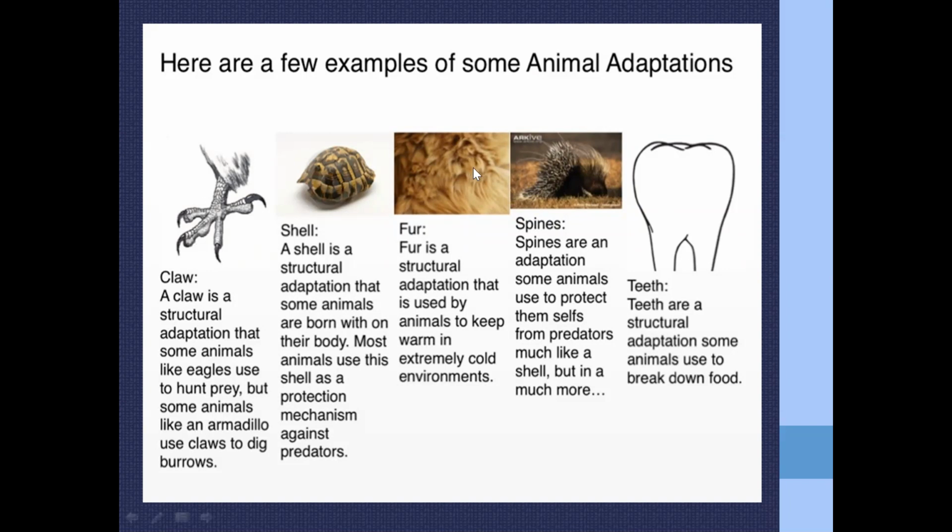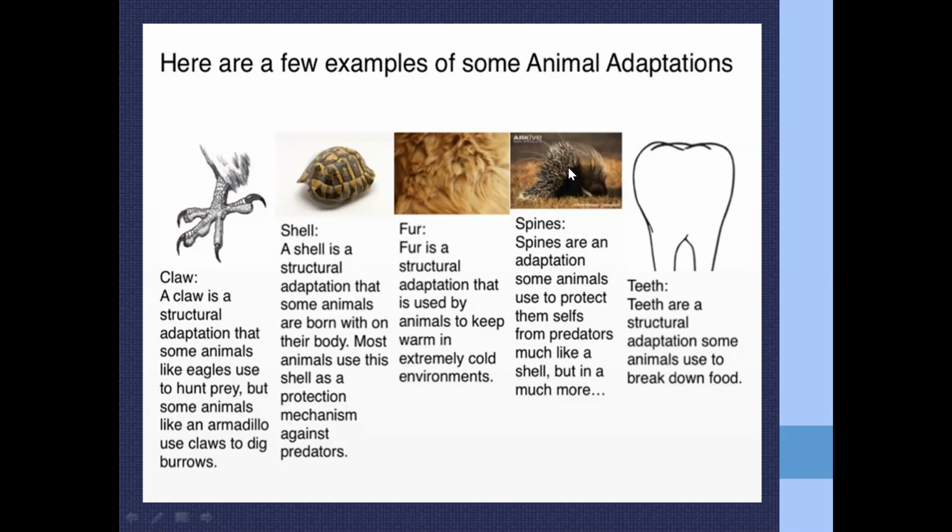Then fur, we have already talked about it. Fur is a structural adaptation. It is present all around the skin, and it is used by animals to keep warm in extremely cold environments, isn't it? We have just talked about the polar region animals, so we have seen how this thick fur helps them to survive in the environment. Okay, so this is about fur.